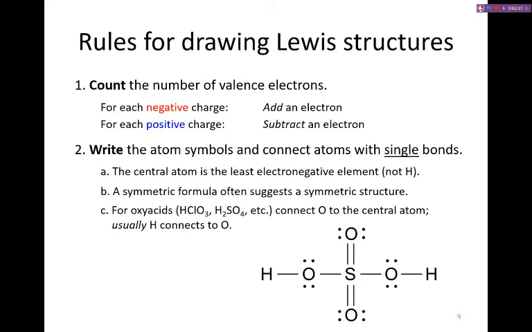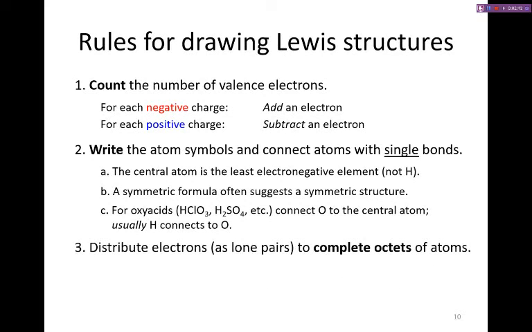And then finally, for oxy acids, those are acids that have oxygen in them, you're going to connect oxygen to the central atom, and usually a hydrogen is connected to that oxygen. So an example of that is sulfuric acid. The least electronegative element, not including hydrogen, is sulfur. It goes in the middle. The oxygens are connected to that, and then the hydrogens are connected to the oxygens.